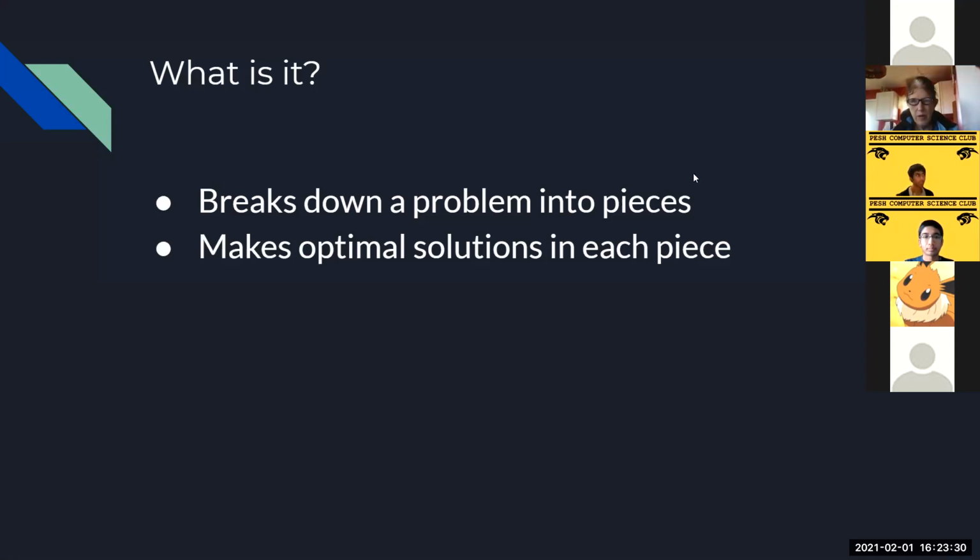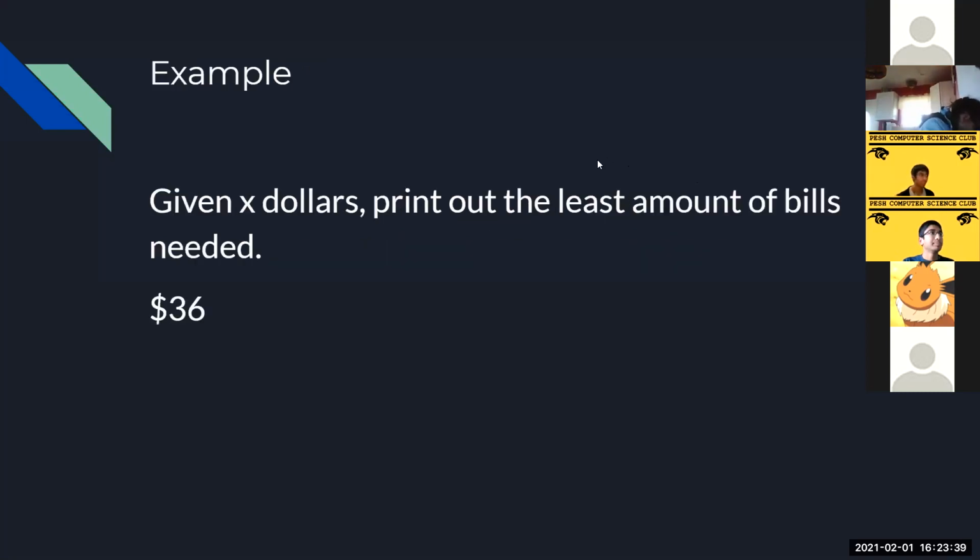So I think the best way to explain what the greedy algorithm, or as I like to call it, the greedy concept is just through an example. So we're just going to go over an example where we need to print the least amount of bills that are needed for a certain amount of dollars. Let's say we need to give someone $36 and they want it in the least amount of bills. We could use the greedy concept to come up with the least amount of bills that we need.